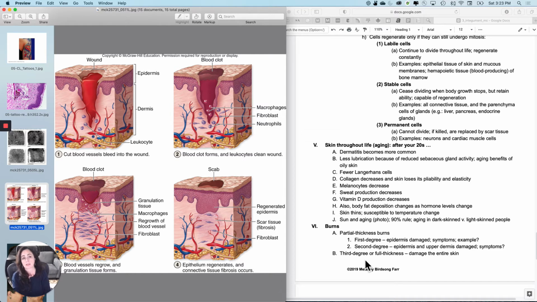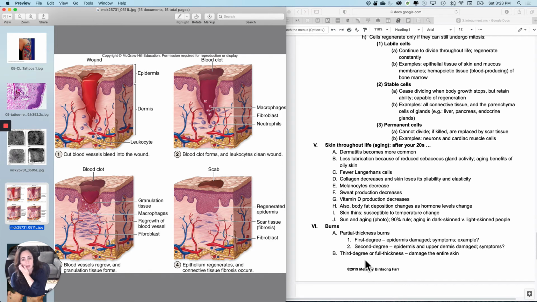The first ones really do mitosis all the time. They're called labile cells. And so if you damage those, you're really likely to get regeneration. So for examples, most epithelial tissues are labile, and if you damage them, you're probably going to get them back. Also, blood producing cells in your bone marrow, those are labile cells as well.